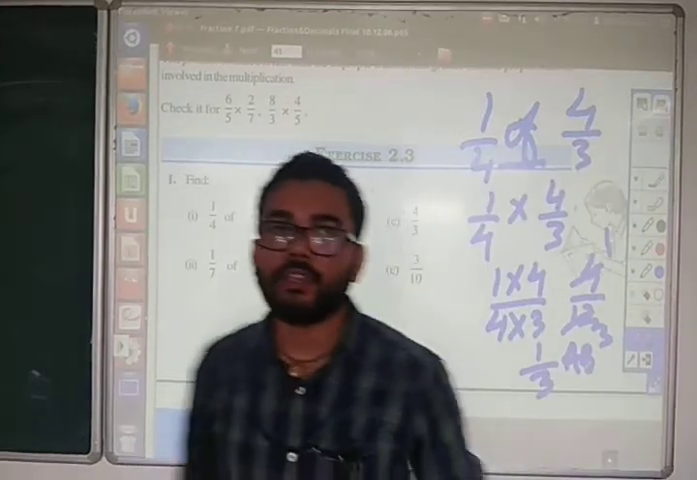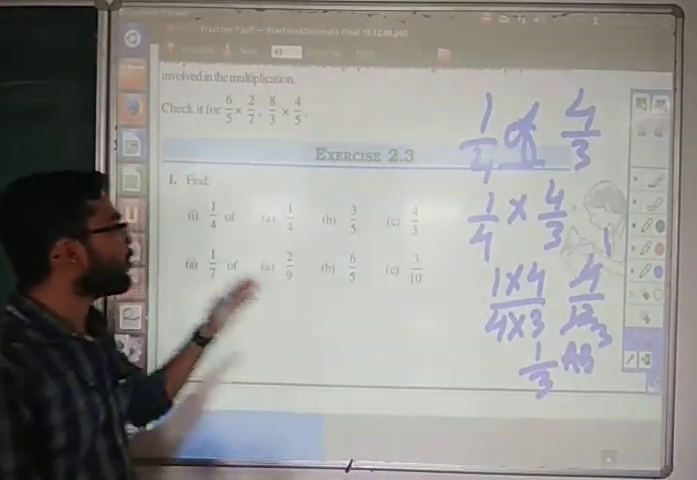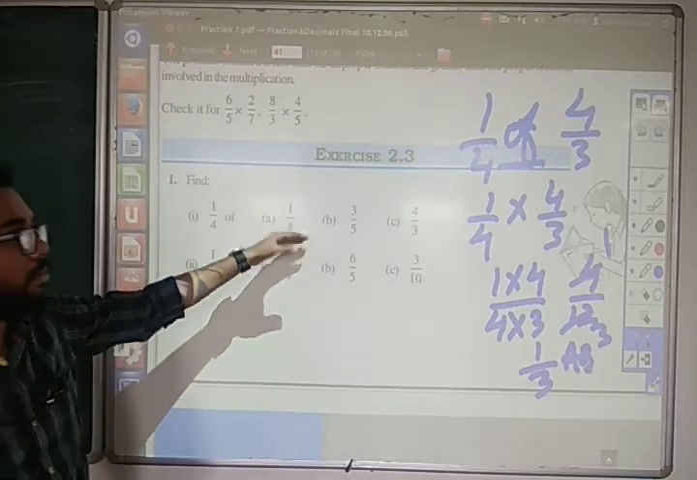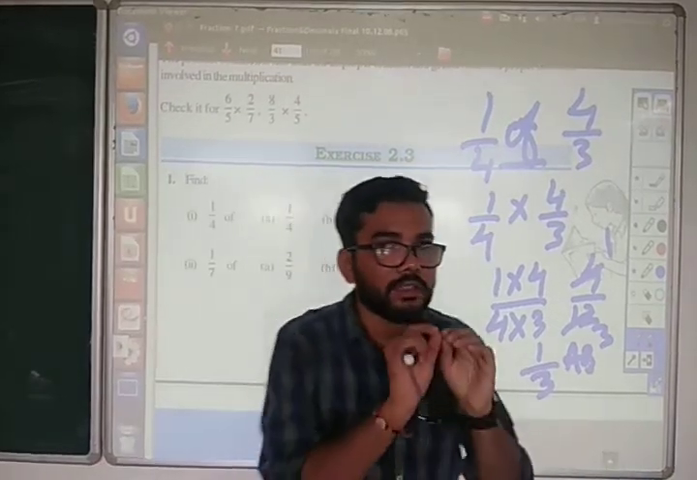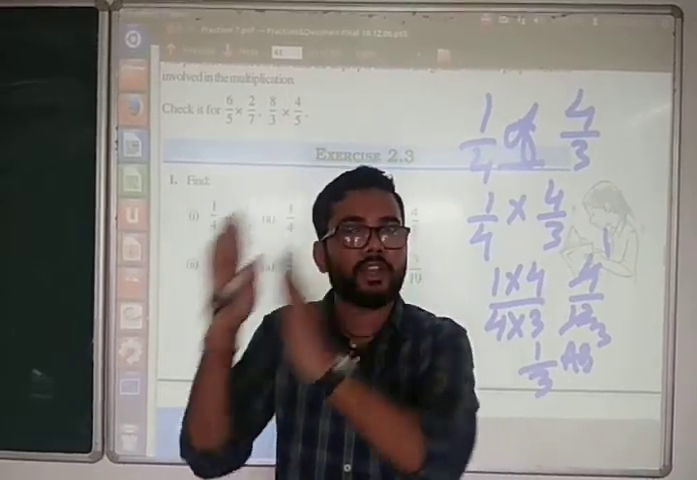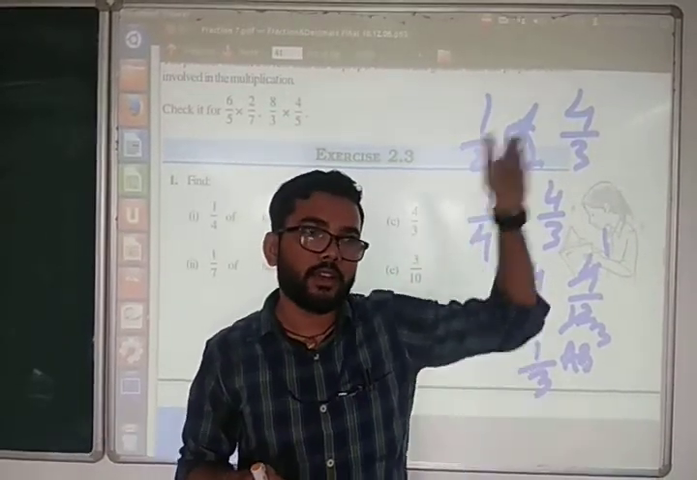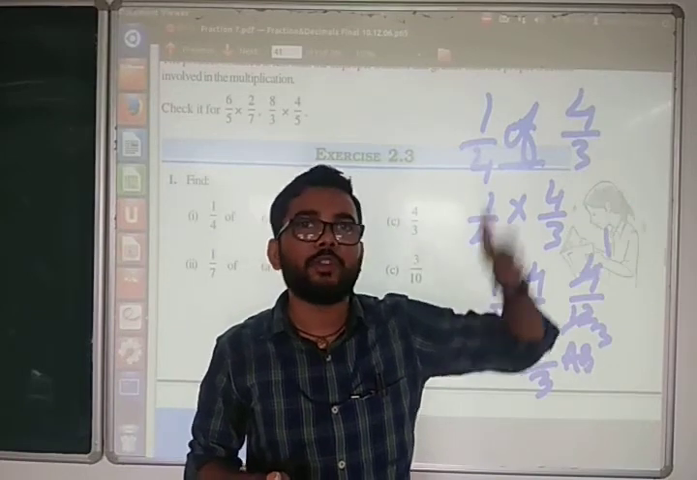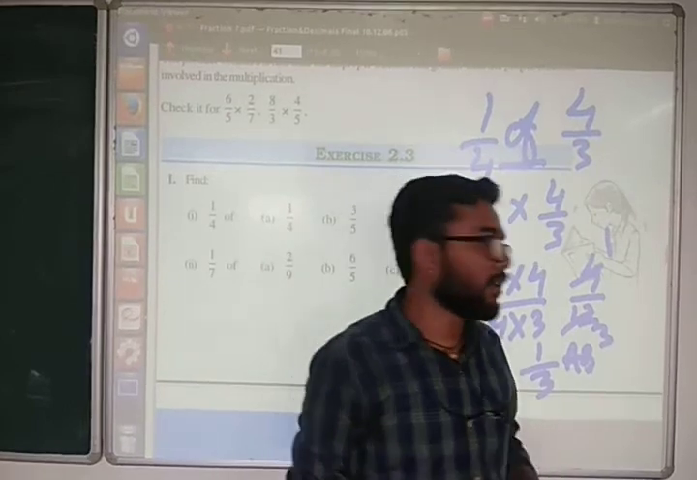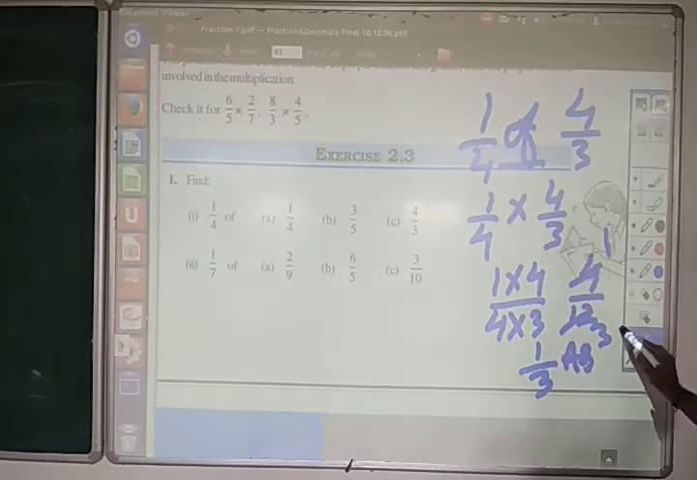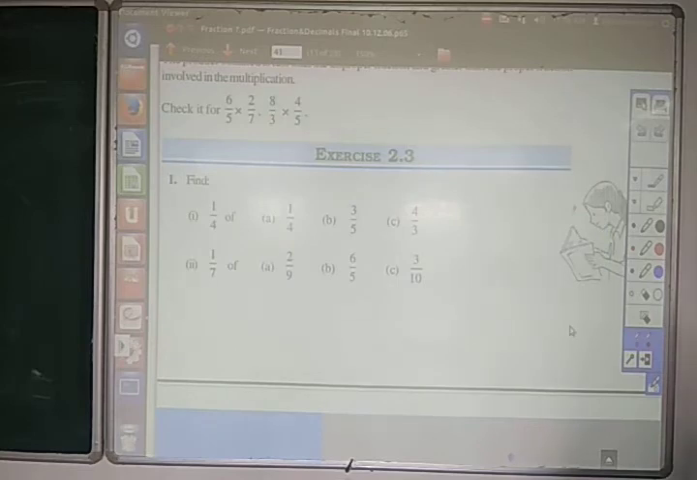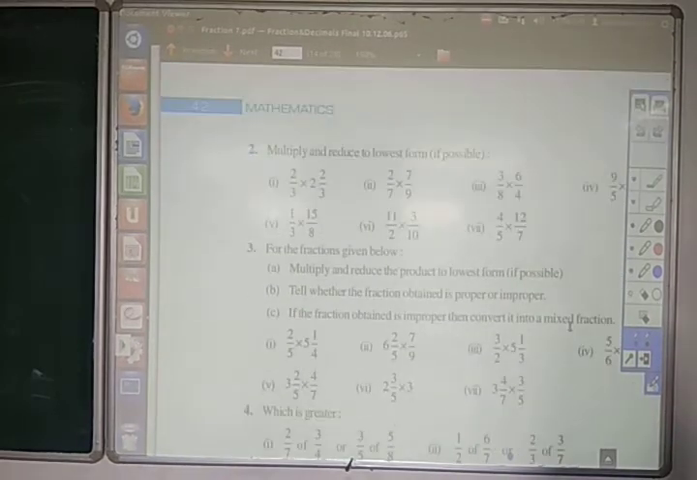So in this way you can find the multiplication of a fraction with a fraction. Remember one thing: when you multiply a fraction with a fraction, you need to multiply numerator with numerator and denominator with denominator. Okay, then you can proceed for the calculation. Isn't it? So in this way you can solve question number 1 of 2.3.